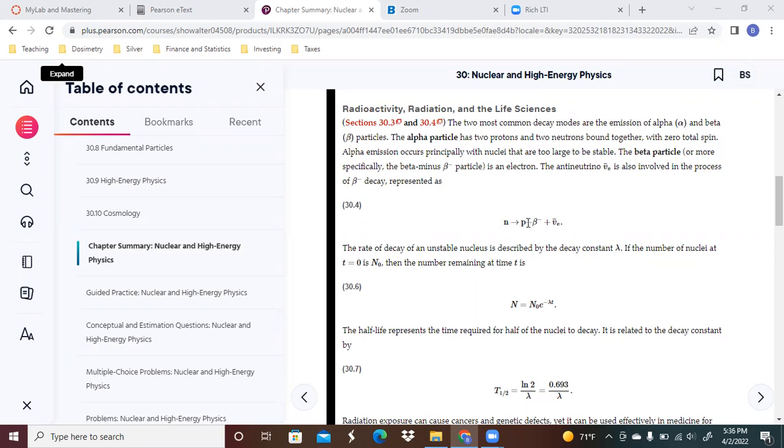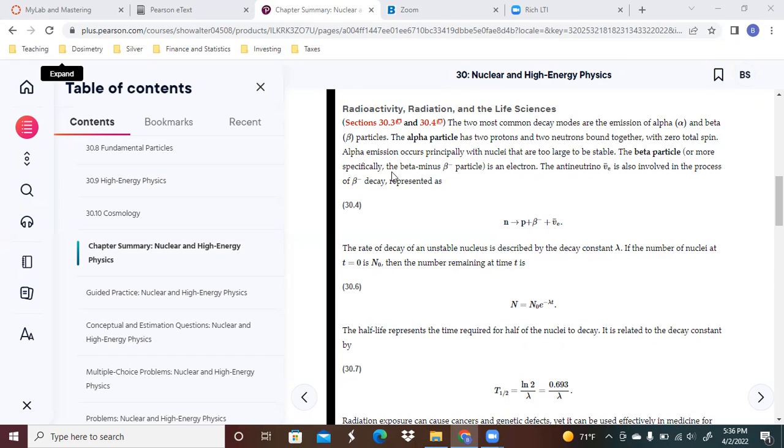So an alpha particle, again, the same thing as a helium nucleus, is basically used when you have large nuclei that are unstable and need to get rid of some of the instability within the nucleus. And so they shoot out an alpha particle. So that's typically where you're going to see that particular type of reaction.